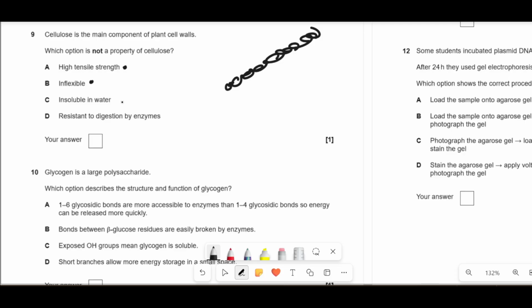C, insoluble in water. Well, it's got glucoses in it, and it's got the ability to make hydrogen bonds, and it can polarize water, and it's polar. So that is a property that they have. And then D, resistant to digestion by enzymes, is incorrect. We can't digest it as humans, but other animals like cows can, so D.